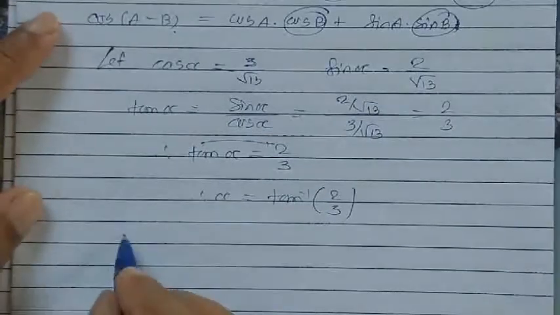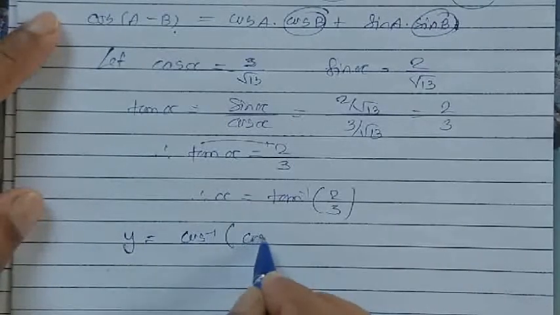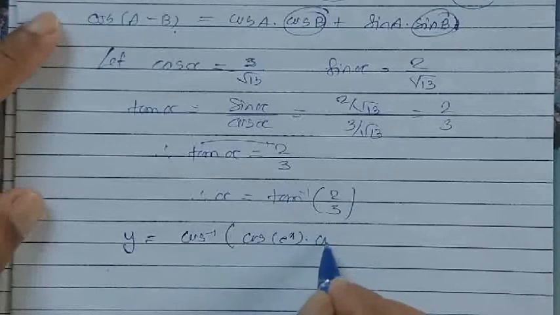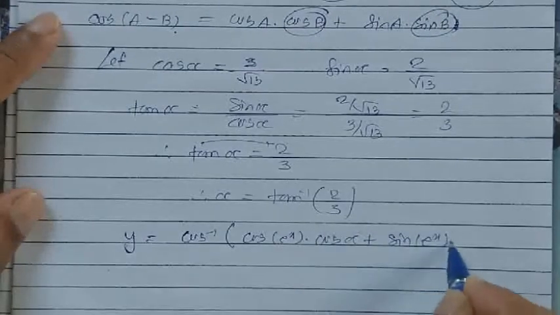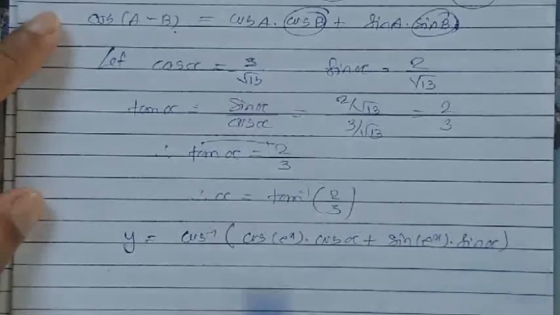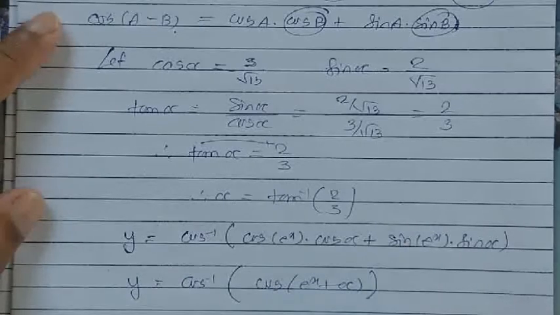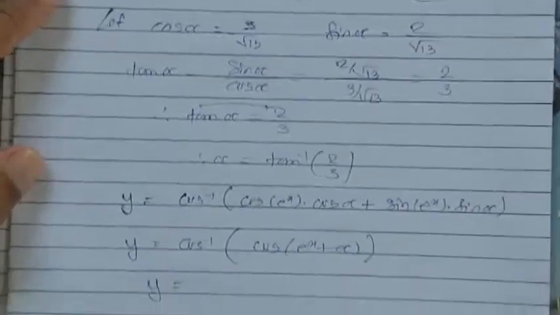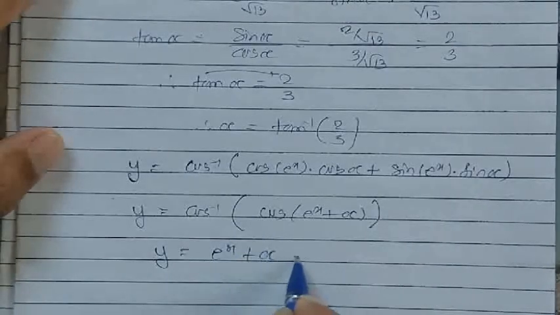Therefore what is the value of y? y is equal to cos inverse of cos of e raised to x into cos of alpha, the middle sign is plus, sin of e raised to x into sin of alpha. That is the allied angle formula for cos of e raised to x minus alpha. So cos inverse and cos cancel each other, giving us just e raised to x plus alpha.